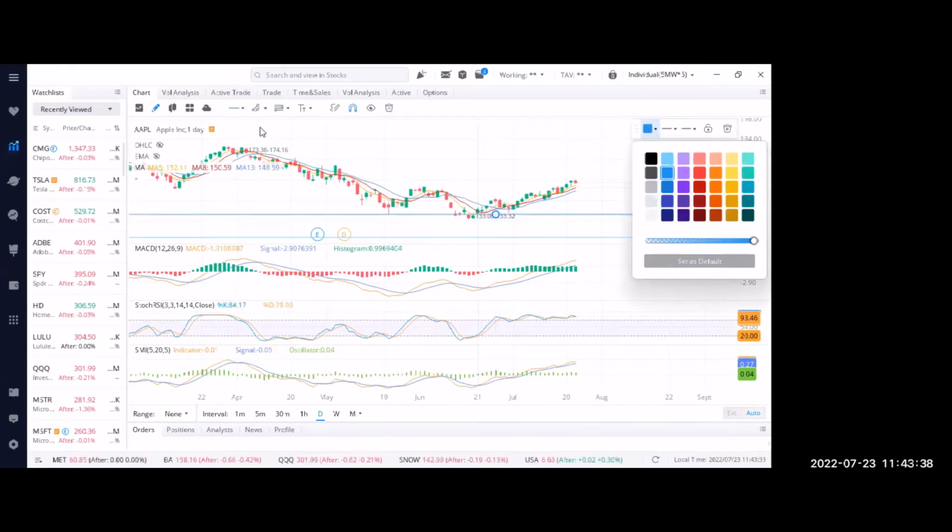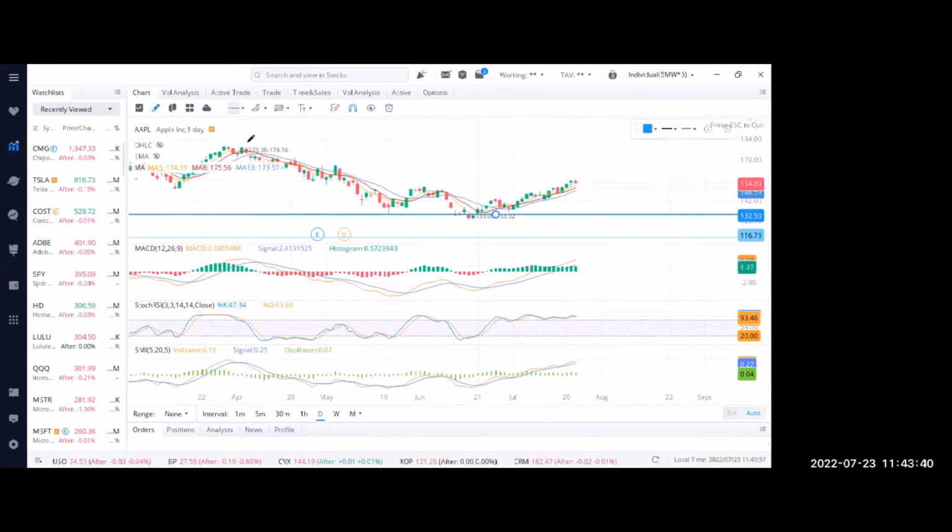Then we got to find our resistance, okay? Obviously we can go anywhere. We can go up here, call it resistance, and that's fine because that would be a resistance point as well. But I want something closer that's touched multiple times. We come down to here, and I like this area right about here. We got some definite touches, we got some rejections, and this is more near term. I'm going to color this red.